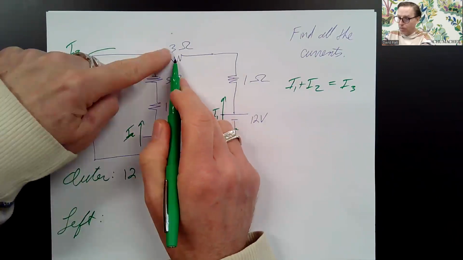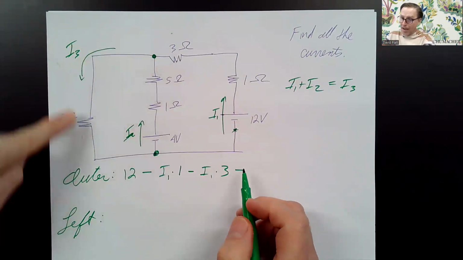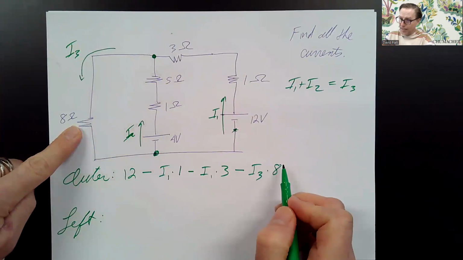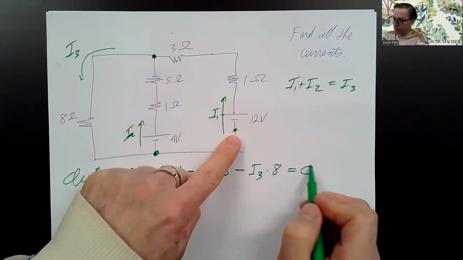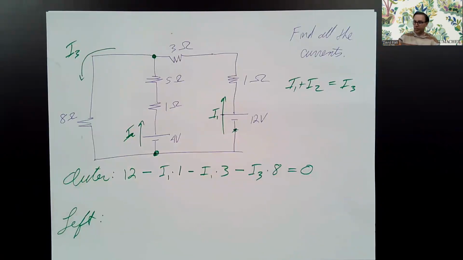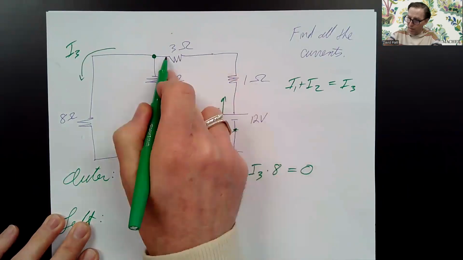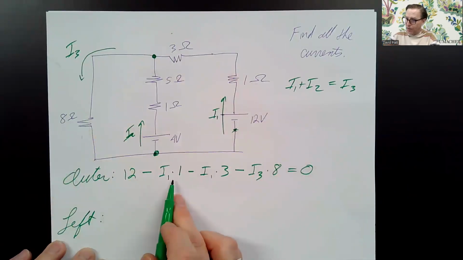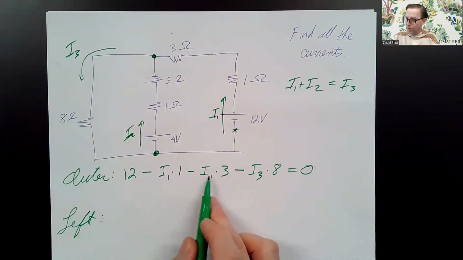I'm doing the outer loop, so I go this way, minus I, which is now I3, times 8. And I get back where I started, so that equals 0. So I have four places where the potential changes: an increase across the battery, decrease, decrease, decrease. This is V equals IR, V equals IR, V equals IR.